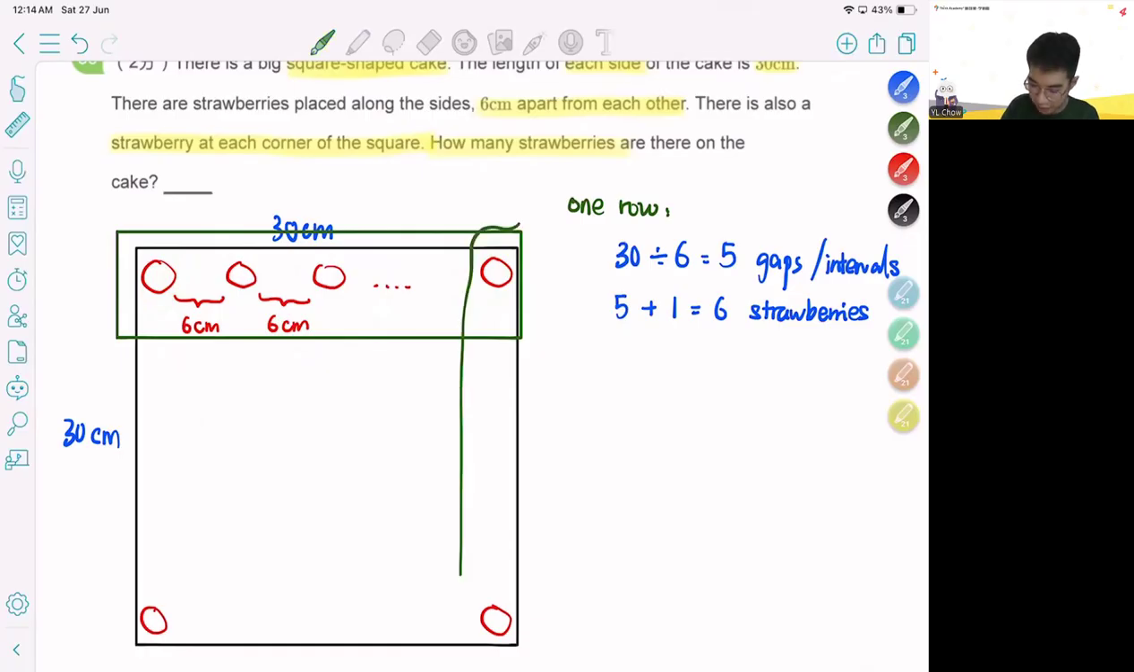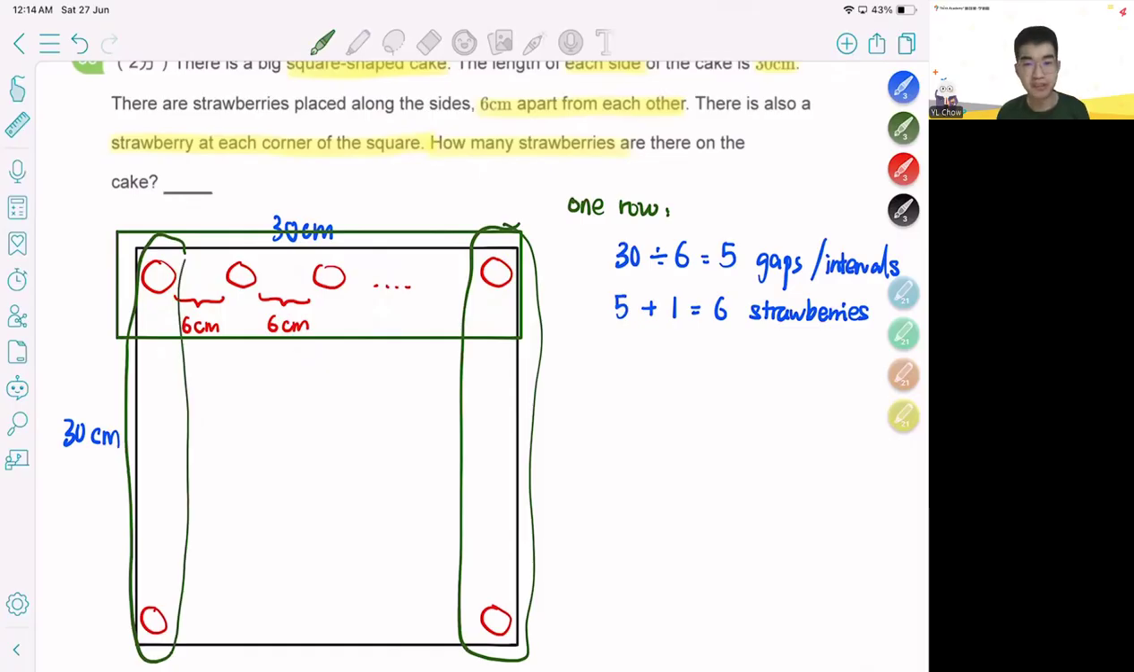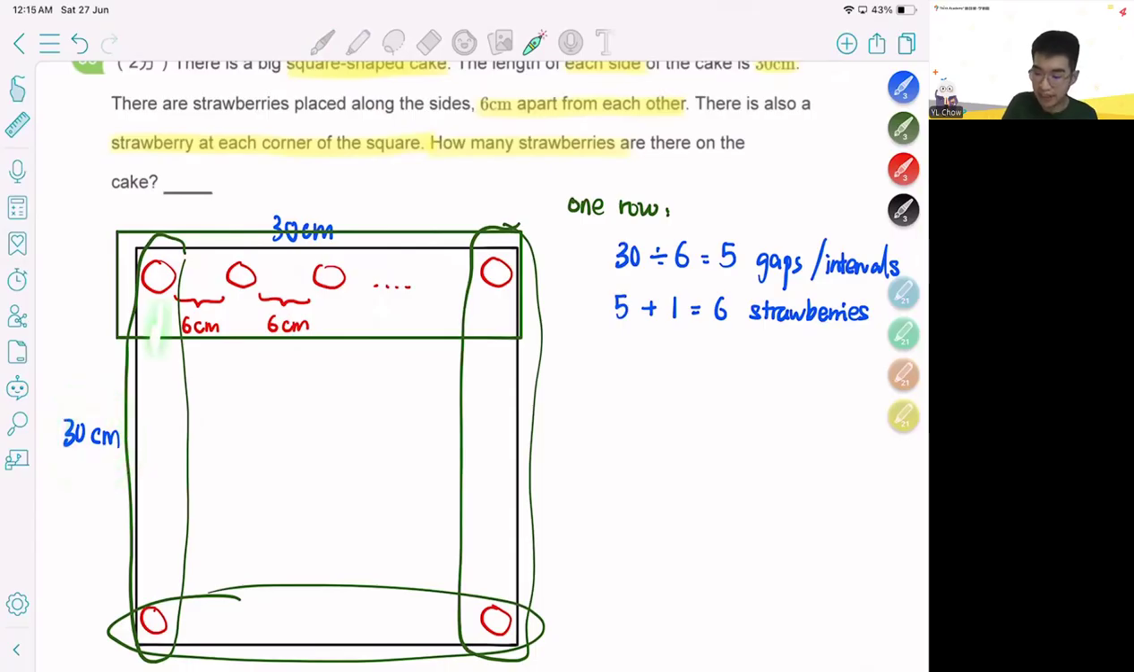The other row over here will also have 6 strawberries, right? If we look at the vertical row, there will be 6 strawberries here. If I look at this vertical row, there will also be 6 strawberries, because every side is 30 cm. Every gap is the same, right? It's always 6 cm apart from each other. So the result will always be the same. Every side will have 5 intervals, 6 strawberries.